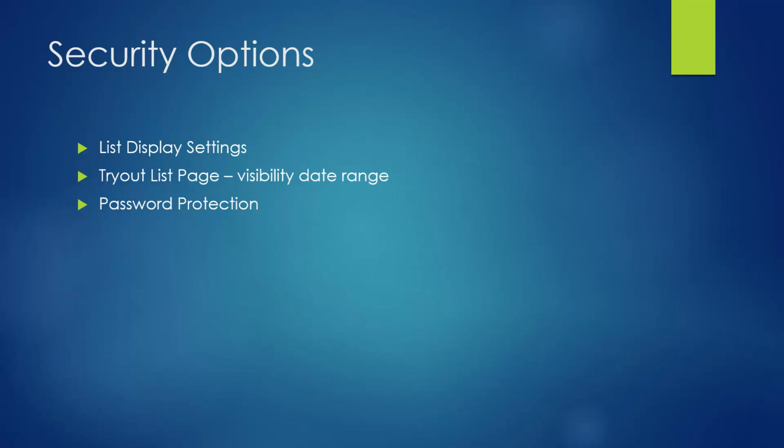So we're going to show some of the different list display settings that are available, which columns can be shown or hidden. Then we're going to look at the tryout list page itself, how you can set a visibility date range to protect people from being able to see it until you're actually ready to show it to them. And then finally, a password protection option, which allows you to challenge people to enter a password in order to see the list, as well as the ability to change that password to prevent people from seeing the list unless you explicitly want them to be able to see it. So with that, we'll jump right into a demo.